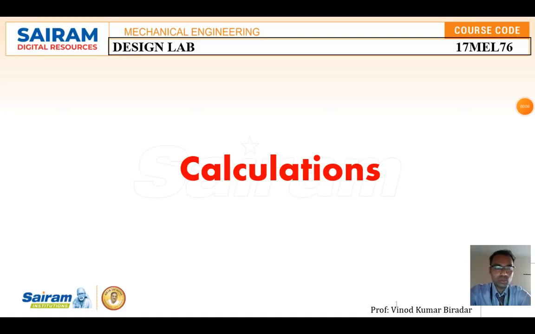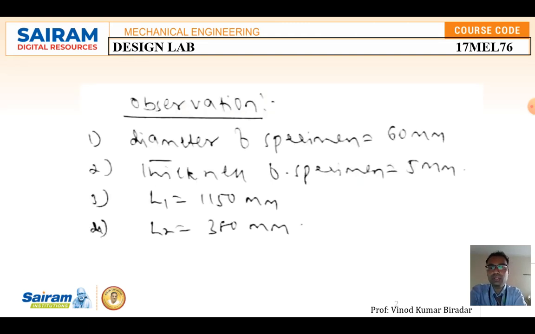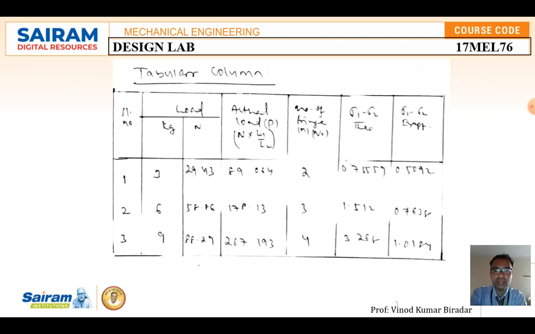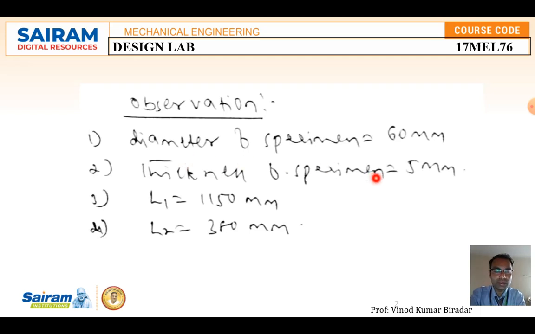Thank you. So after taking the values from the circular polariscope experiment, that is the load and the number of fringes, we are going to come to the last session, that is how we are going to do the calculation part. Initially they give the observation: diameter of the specimen is 60 mm, thickness of the specimen is 5 mm, the length L1 is 115 mm, and the L2 length is 380 mm. These are the given values, that is the observation. With the help of these values you need to calculate the principal stresses, theoretical and practical.